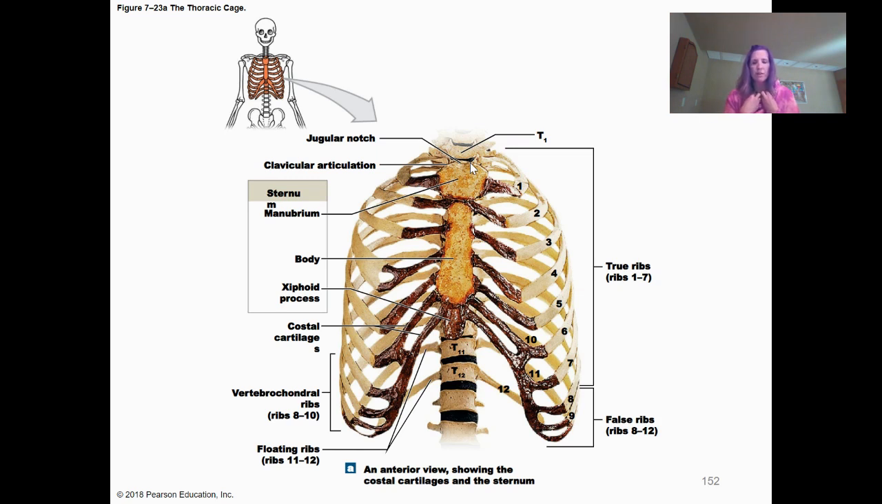I have really pronounced clavicle, so I can always find that. But everyone should be able to find your jugular notch. And then here is that xiphoid process.